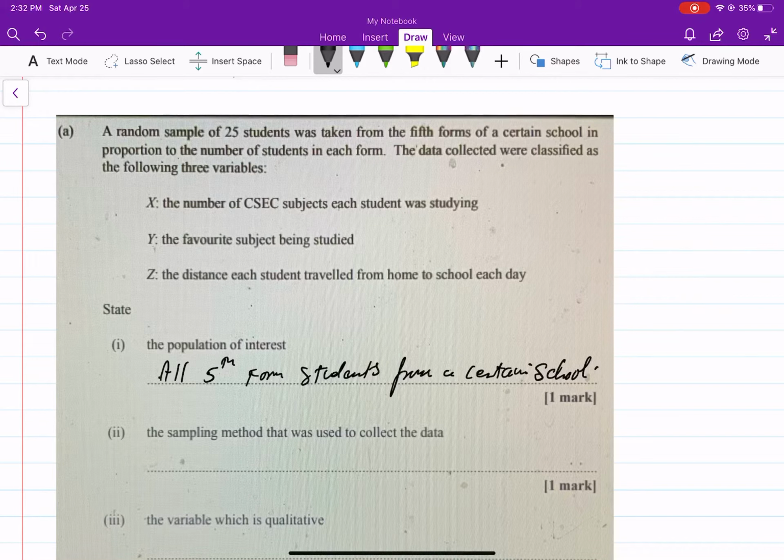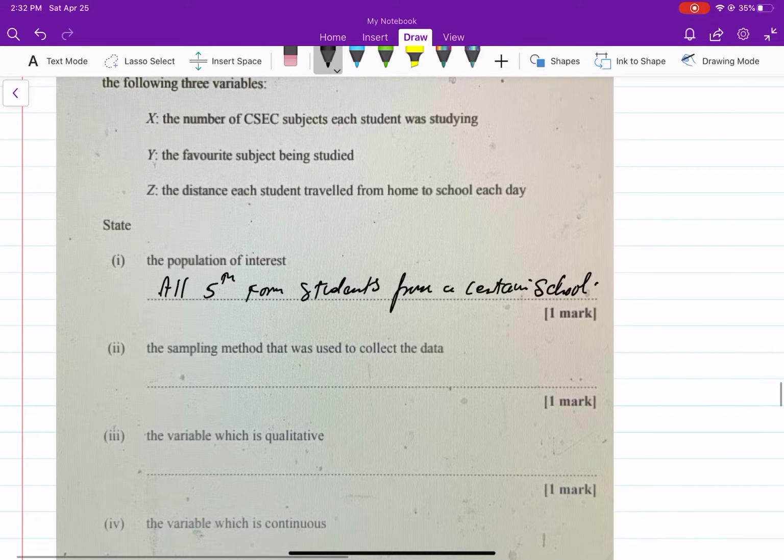A sampling method that was used to collect the data. All right, I haven't discussed this as yet. That's going to be in the next video, but I'm going to tell you what it is right now. It's actually called stratified random sampling.